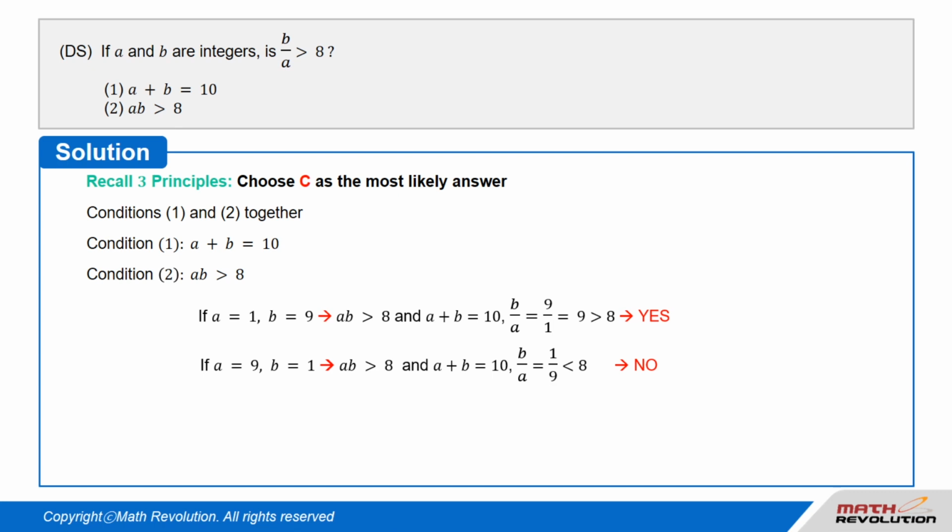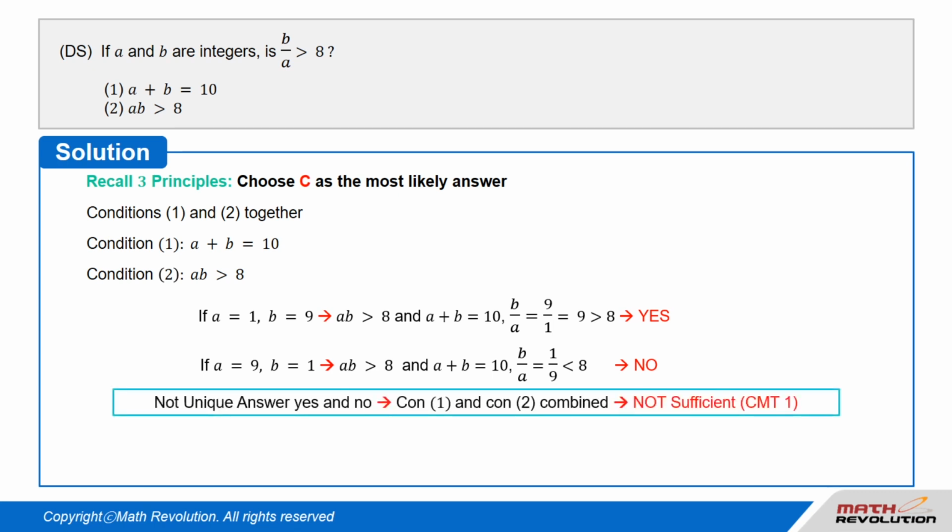But if A is 9 and B is 1, we will again get A times B is greater than 8, and A plus B equals 10. But B over A, which is equal to 1 over 9, is not greater than 8, so we get no. We get both yes and no as possible answers, and the conditions combined are not sufficient by CMT 1, which means that you get both yes and no as an answer.